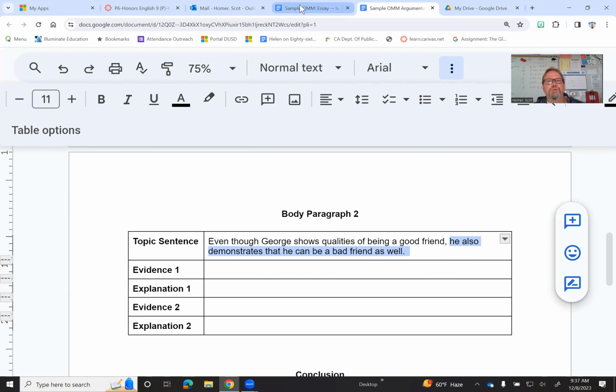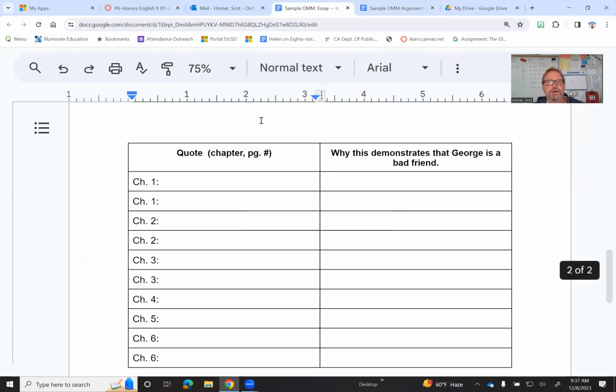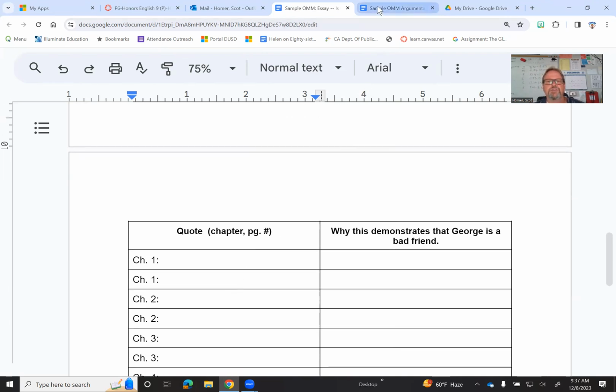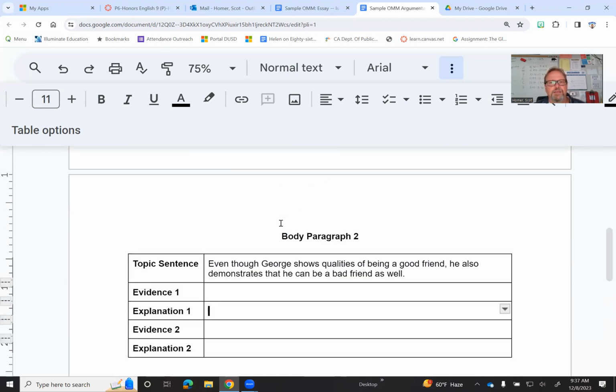And so then you're going to go back to your good friend, bad friend assignment. You're going to go down to the bottom, and you're going to find the best examples that show that George can also at sometimes be a bad friend. Choose those examples, and you put it in the evidence box, and then you give your explanation. And then you go for a second piece of evidence, and then a second explanation. Okay, so that's how you will do the body paragraphs.